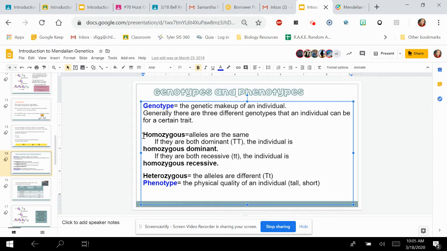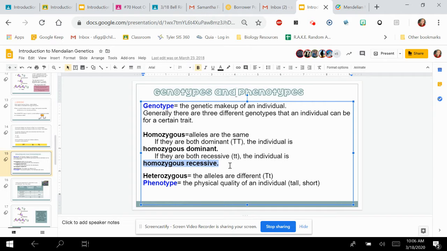So you can be homozygous, and homozygous just means that the alleles are the same. If both alleles are dominant, that means you're homozygous dominant. So that means you carry purple and purple, because the dominant trait was purple. If both alleles are recessive, then you're called homozygous recessive, and you're going to show whatever that recessive trait was. In this case, in flower color, it was white.